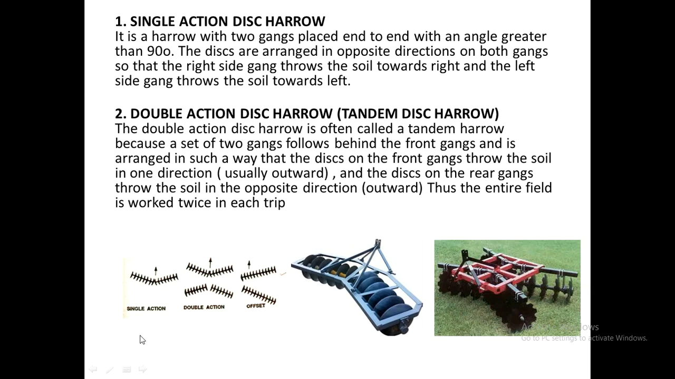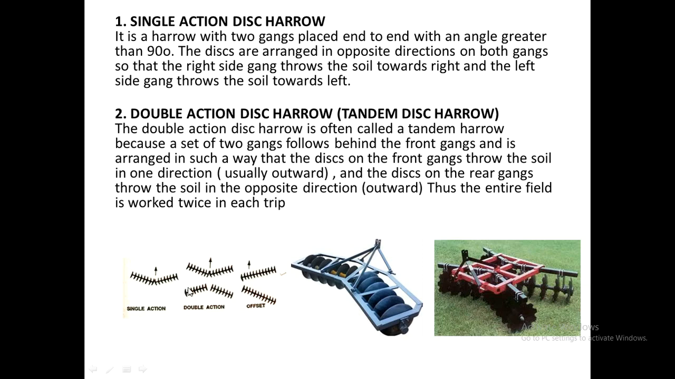The single action type of disc harrow is the harrow where there are two sets of harrows or gangs. A gang is nothing but a number of discs which are connected to a single axis. So that is called a gang. In a single action type of disc harrow, you can see there are two sets of gangs, and they are placed opposite to each other, and they cut and pulverize the soil on opposite sides.